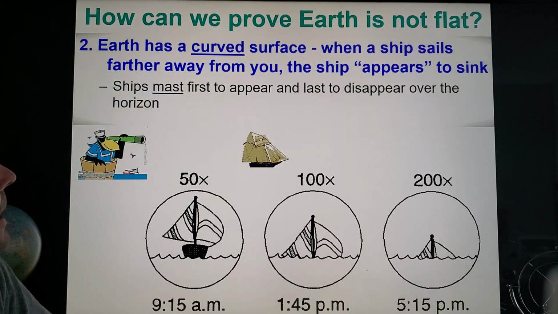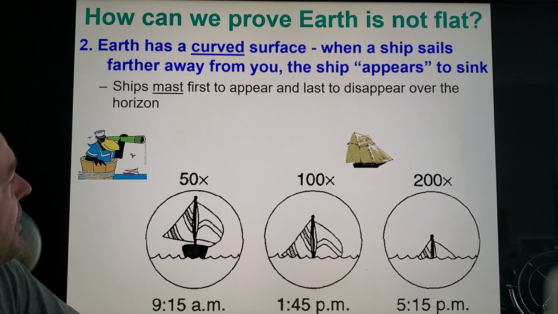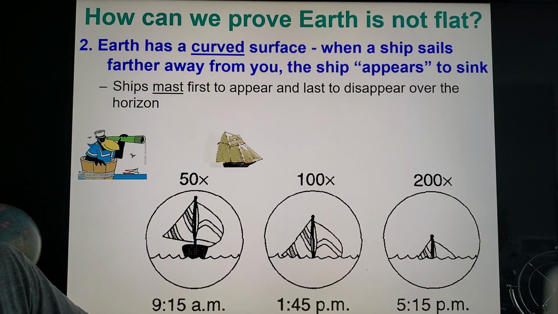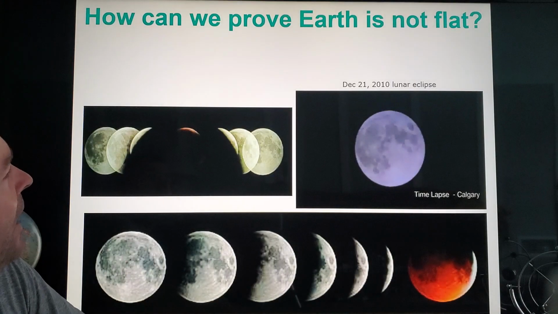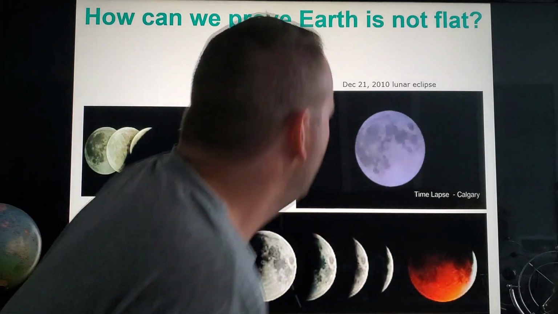Okay? So get that in your notes. Earth has a curved surface. When a ship sails further away, the ship appears to sink. Okay? Then this is one of my favorites, right?